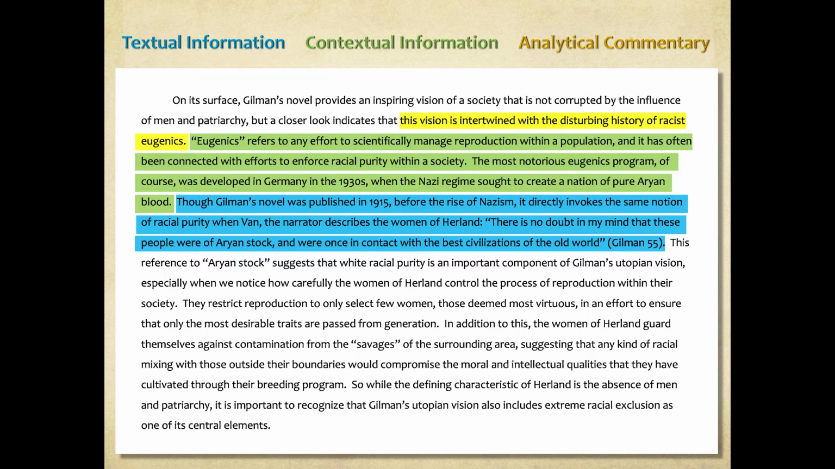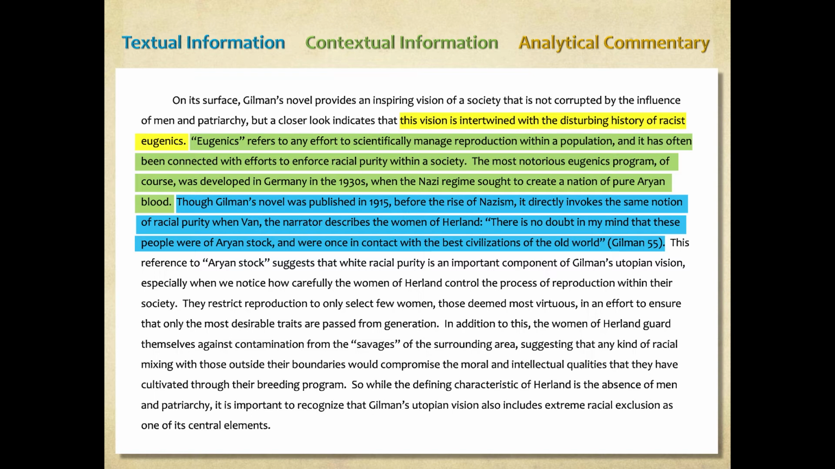"This reference to Aryan stock suggests that white racial purity is an important component of Gilman's utopian vision, especially when we notice how carefully the women of Herland control the process of reproduction within their society."